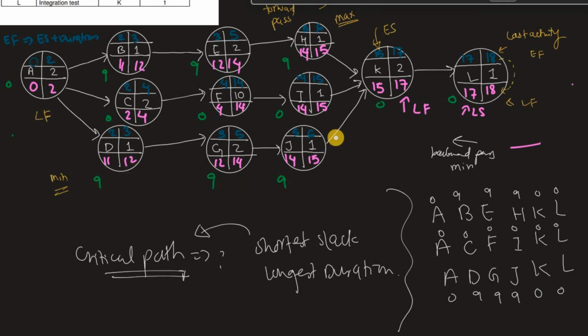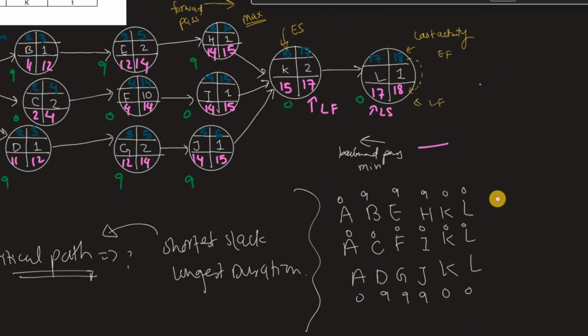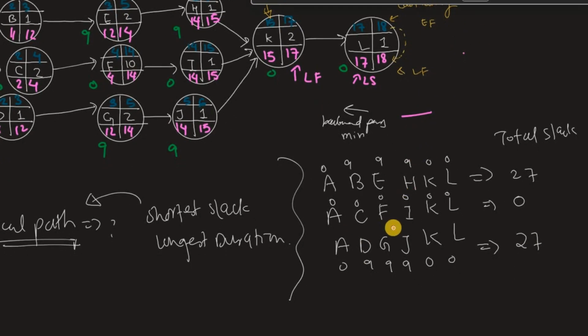I'm just looking at the slacks of each activity. What you wrote at the top is the slack. You're just going to add these up. The total slack that you get from the activities of the first path is 27. The second is of course 0, and the third is 27 as well. So what is your critical path in this case? Of course the one with the least slack. Here we have 0 slack, so that is my critical path.